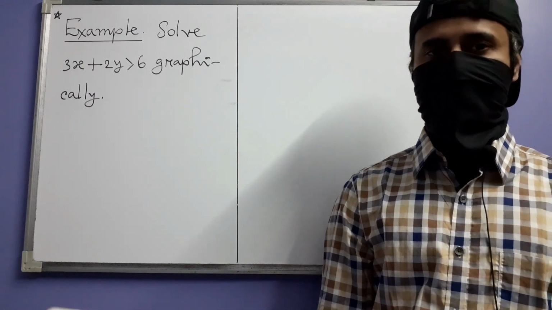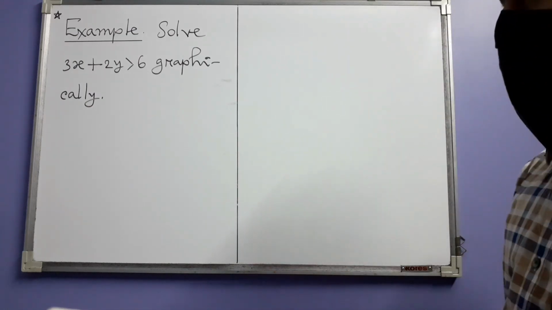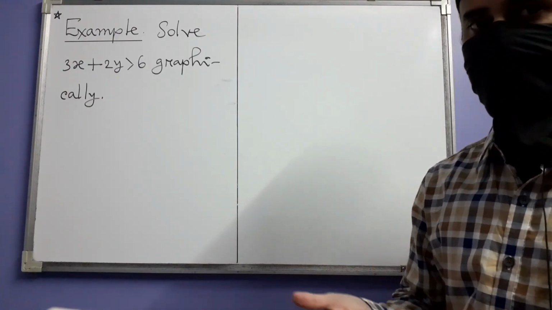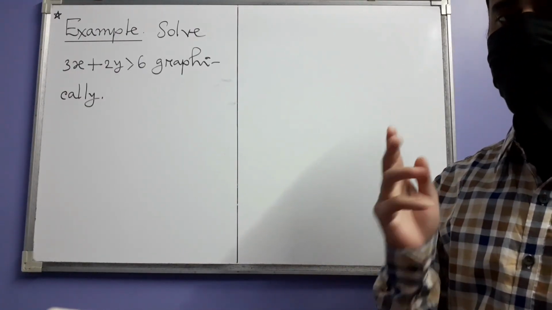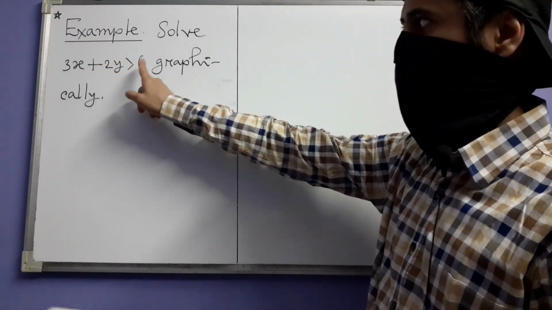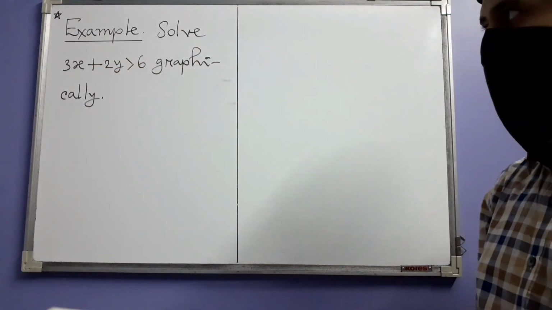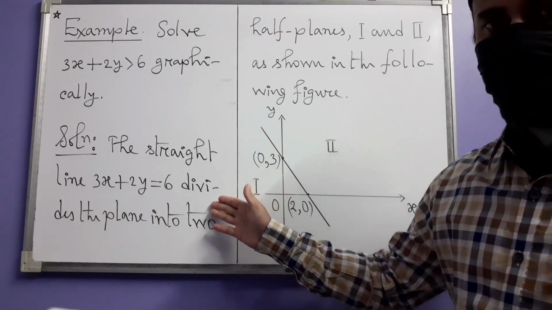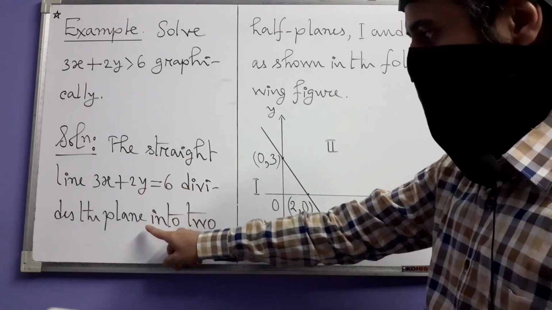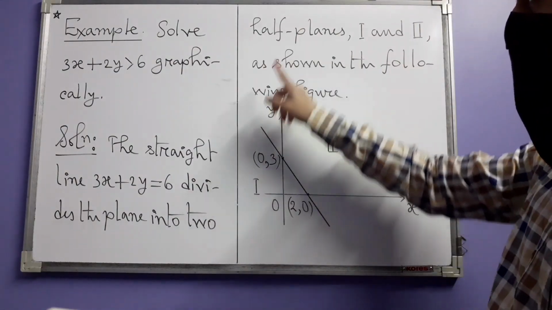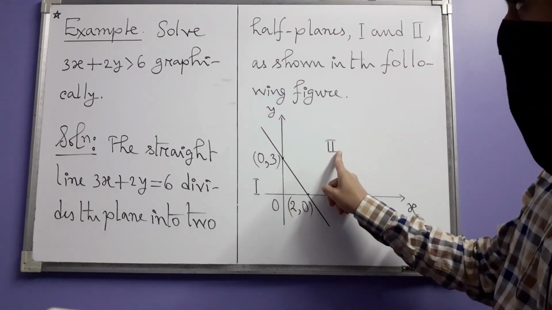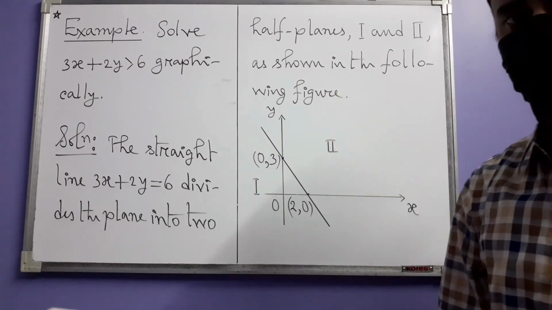Next we have 3 examples, so let's see them. Again we are going to solve linear inequalities having 2 variables graphically. In this one, the inequality is 3x + 2y > 6. So I start the solution like this. The straight line 3x + 2y = 6 divides the plane into 2 half planes, 1 and 2, as shown in the following figure.